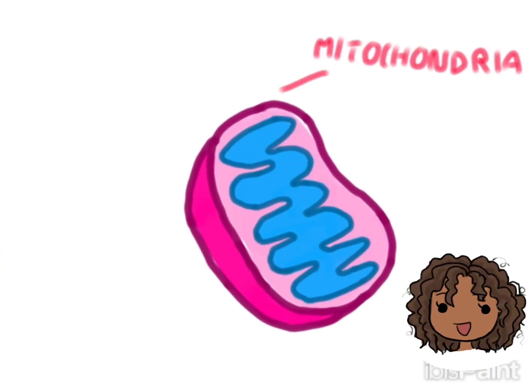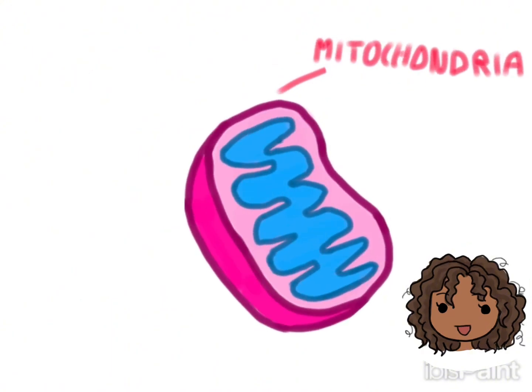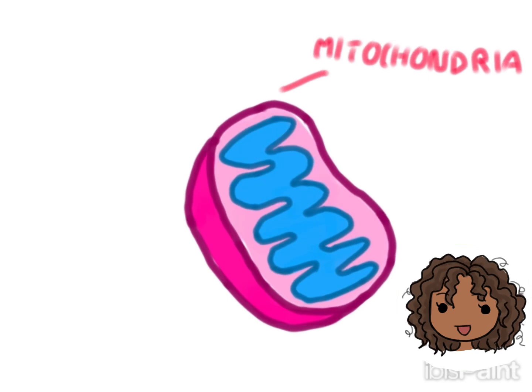Mitochondria, the powerhouse of the cell. This organelle produces the majority of the cell's energy by breaking down and converting nutrients into ATP through a process known as cellular respiration.